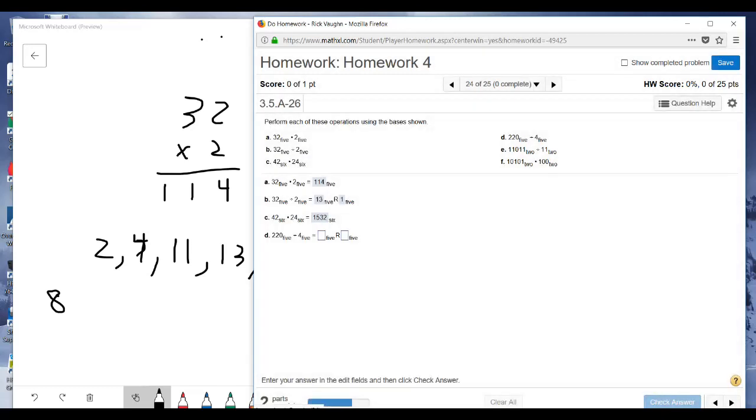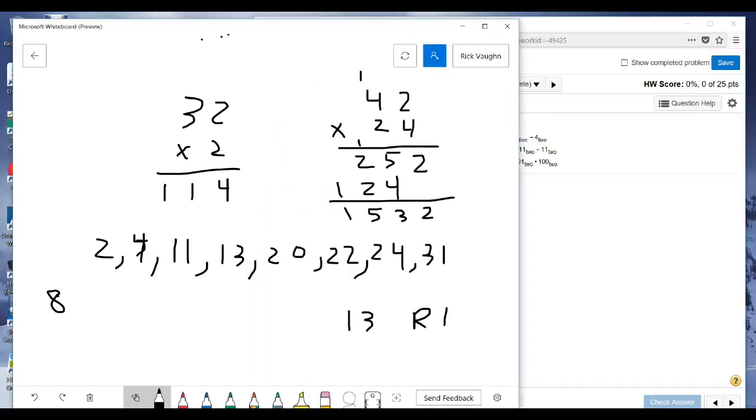Part D, we're back to division. So 220 divided by 4. I'll start writing out the multiples of 4 and then see how big I can get, how close I can get to 220. So we'll start with 4. 4 plus 4 is 8. That's one grouping of 5 with 3 left over.